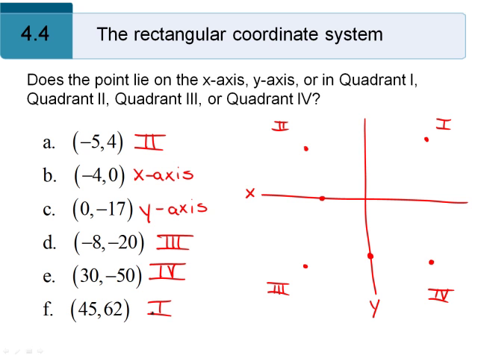So that's how you figure those out. I think it helps if you draw the graph so that you can just kind of estimate and think about where that point would be, and then it's easy to see what part of the coordinate system it's going to be in or on. Okay, and that should be it for 4.4.